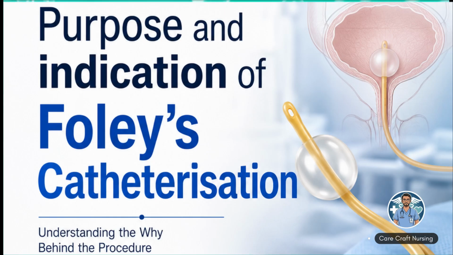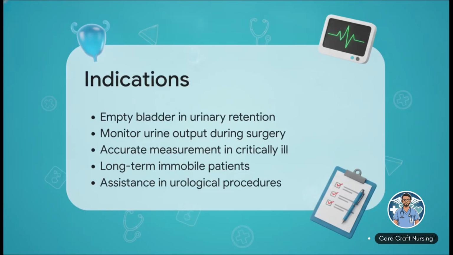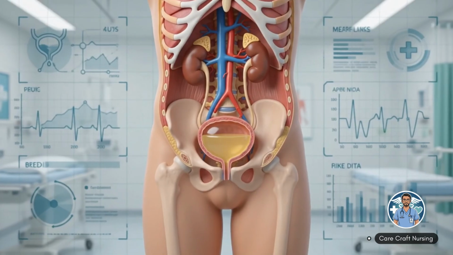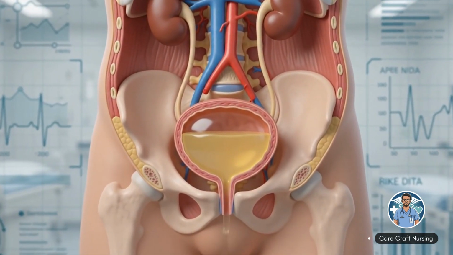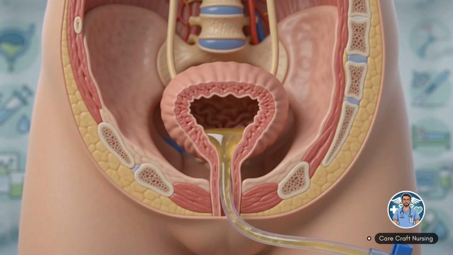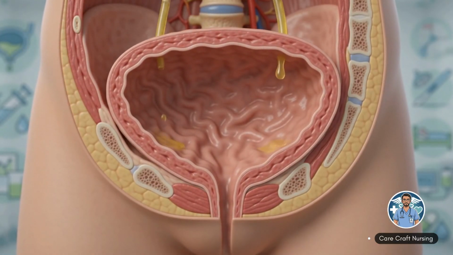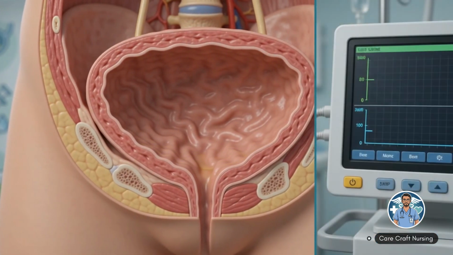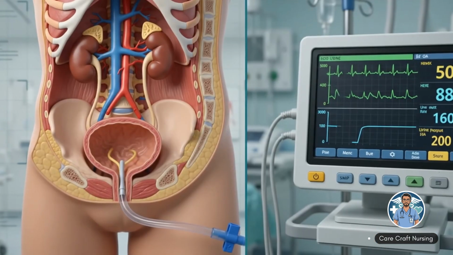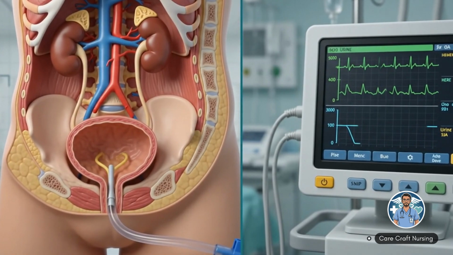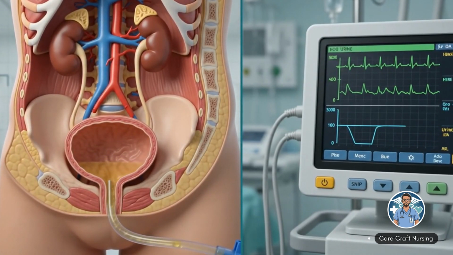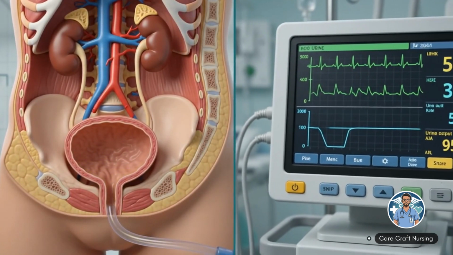Moving on to part 2, clinical purposes and indications. Okay, so why are we actually doing this? We use these for several absolutely critical reasons. First up is relieving acute urinary retention, which is literally just emptying a bladder that simply can't empty itself. But honestly, it goes way beyond just quick relief. We use them for precise perioperative monitoring during surgeries to make sure the kidneys are doing their job while the patient is out cold under anesthesia.